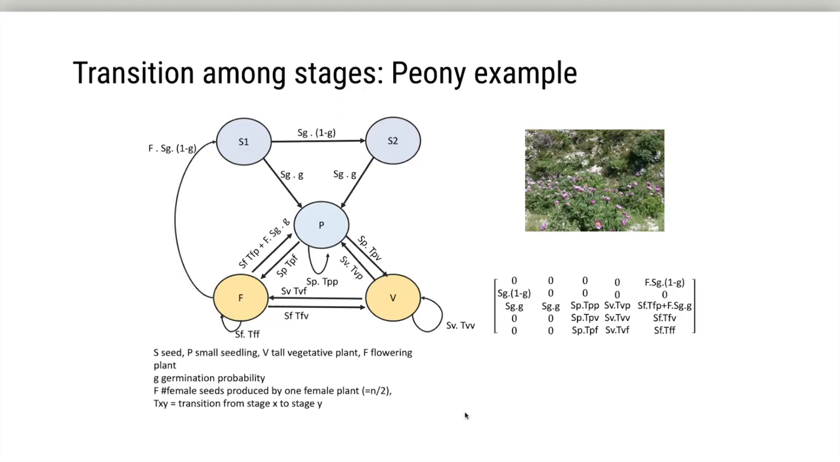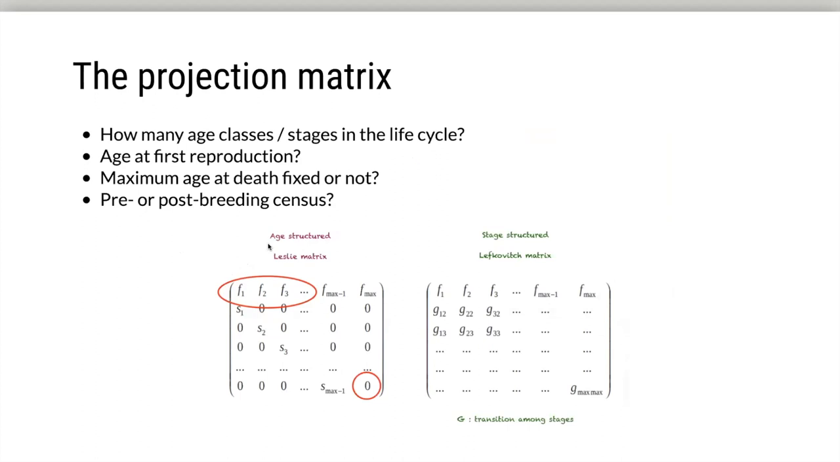There's a wide diversity of matrices depending on the species. It's better structured by age or stage. So typically, we call a matrix structured by age a Leslie matrix, and it has this structural shape. It's always the same. The fecundities are on the first line of the matrix, and the survival rates are on the diagonal and give the probability of remaining alive in the population from 1 year to the next. It's going to be a zero in the bottom right corner for species that have a definite or a maximum age at death. Or it can also be S max if you don't know the maximum age at death.